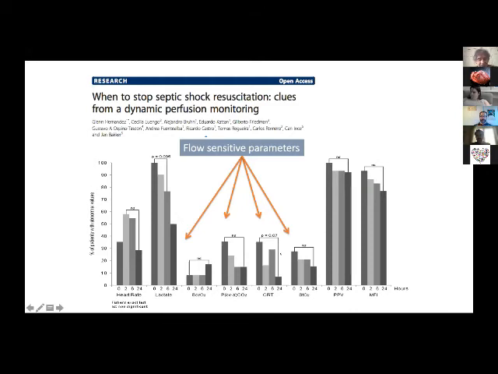However, in the same survivors, at 2 hours, almost 85% of patients had normalized SvO2, pCO2 gradient, CRT, and SvO2 by NIRS. So these are more flow-sensitive parameters. They respond faster to resuscitation. So this is very interesting, because if you stop resuscitation by CRT, for example, you stop earlier than if you stop resuscitation with normal lactate. They are not equivalent. You have to keep this in mind.